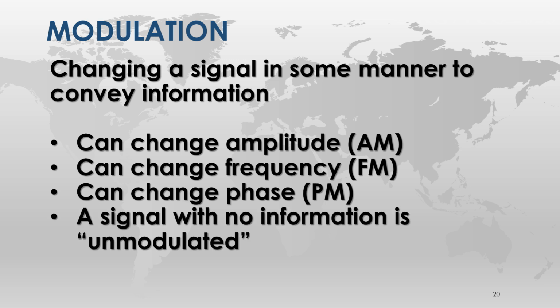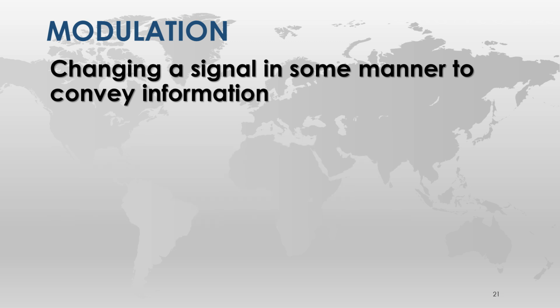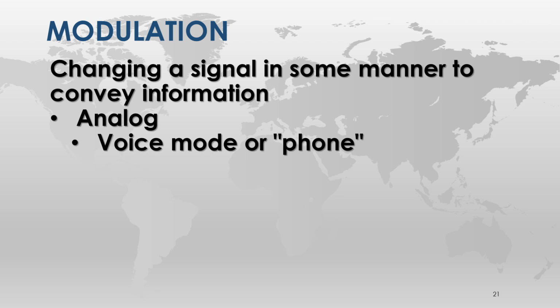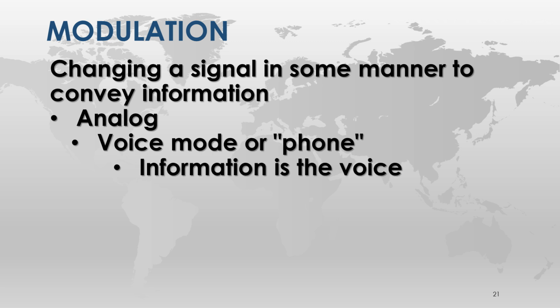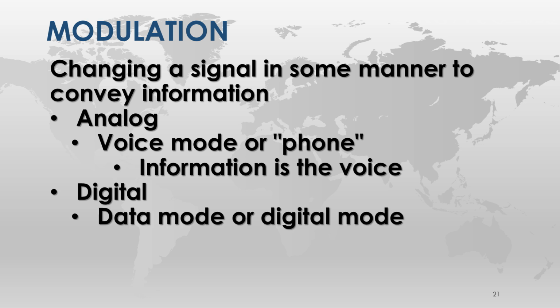Yeah. Signal with no information is unmodulated. Did we cover what an unmodulated carrier is? Unmodulated is 1. That's the only thing you gotta remember. Unmodulated in the question is 1. Changing a signal in some manner to convey information, you can do it analog, voice or phone. The information is the voice. You can do it digitally. The data mode or digital mode.